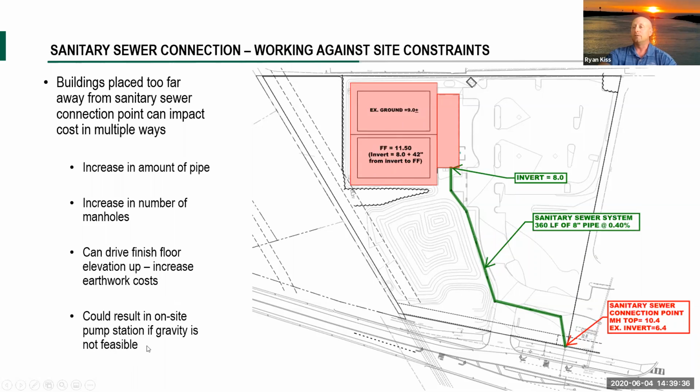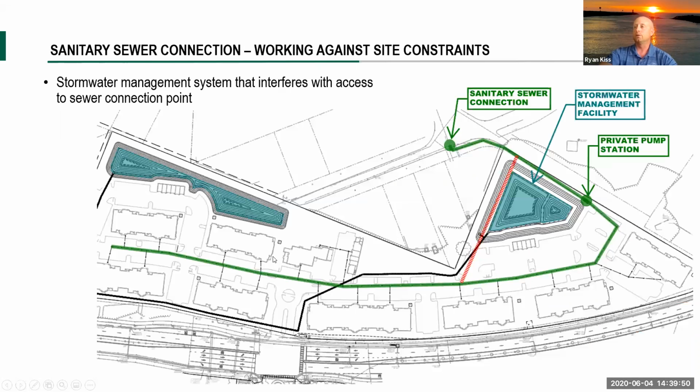And another item that can come back and get us as well is that if we cannot get gravity to work, if we just can't make this work, then all of a sudden we're switching over and we're starting to talk about an on-site pump station and the cost that goes with that. This scenario is one where we ran into that exact situation and exact issue. Our sanitary sewer connection point was at the far reaches, actually off-site on a road behind the project. There just wasn't much available to tie into. And once again, it was a very shallow connection point that we had to work with.